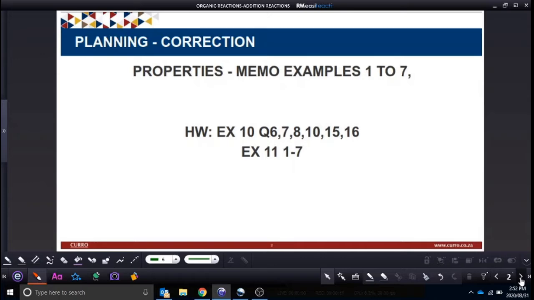Yesterday I made a mistake with the planning, and I said that you must do exercise 9 and 11, where we are actually busy with exercise 10 and 11. So please revise that, and then tomorrow morning I will send you the memorandums for exercise 10 and 11.